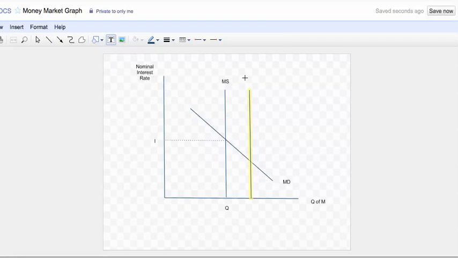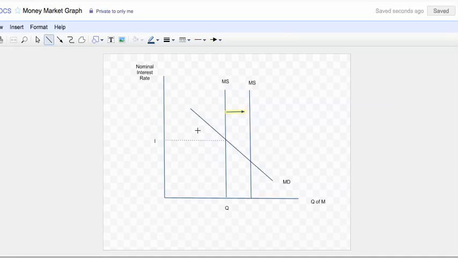We have a new money supply over here because the Federal Reserve has lowered the reserve requirement, which means banks can loan more money out. We put our arrows in here to show it. Money supply is shifted to the right. When that happens, what is the effect on interest rates?